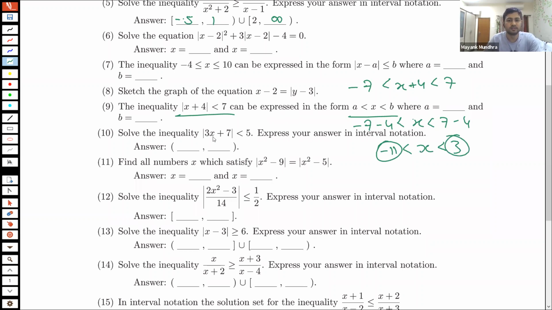Similarly, mod of 3x plus 7 less than 5. So this can be written as minus 5 less than 3x plus 7 less than 5. So then you can take the 7 on both sides. So this becomes minus 12 less than 3x less than 7 goes here, minus 2. So then divide by 3. So minus 4 less than x less than minus 2 by 3.